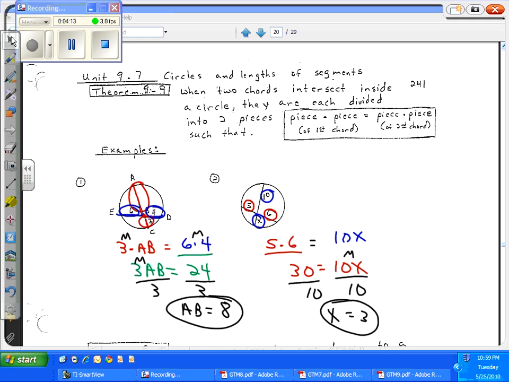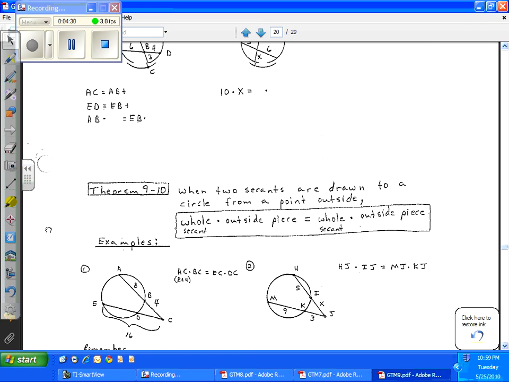If two chords intersect inside of a circle, then they're divided such that piece times piece of the first is equal to piece times piece of the second, meaning that the product of the segments of the first chord is equal to the product of the segments of the other. Okay.